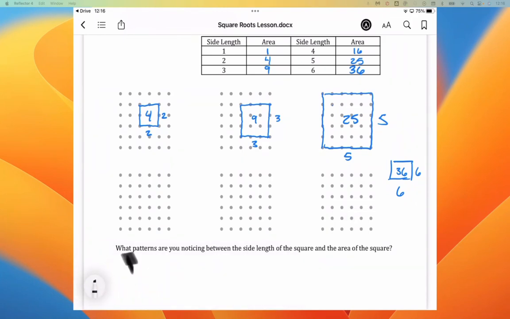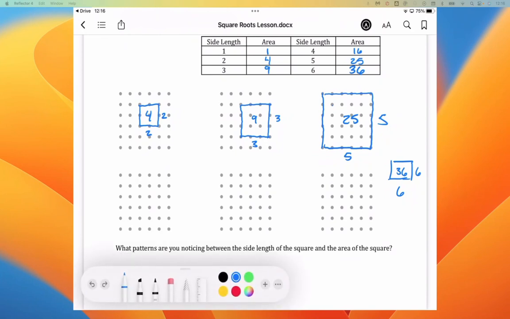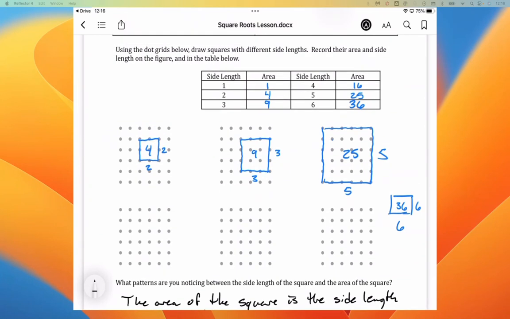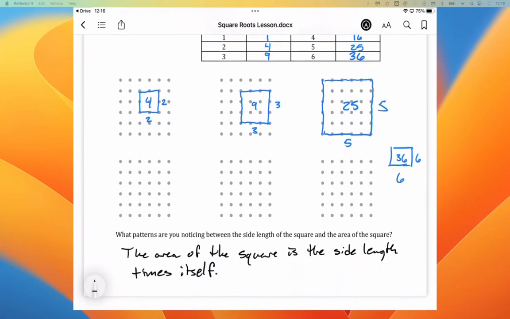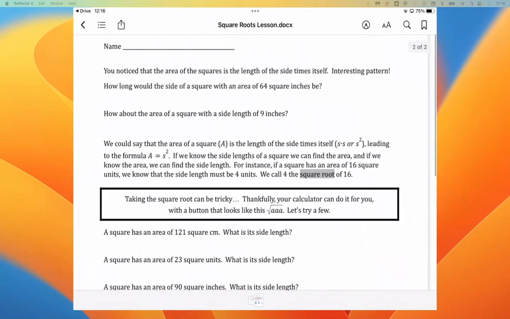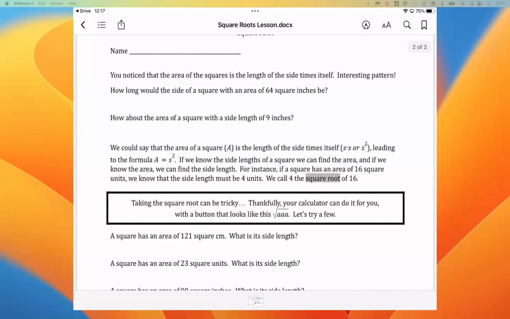So the area of the square is the side length times itself. And so again, we can see 5 times 5, 3 times 3, 2 times 2, 6 times 6. All those examples, we're just basically multiplying the length of its side by itself to get the area of the square. That's an interesting pattern.